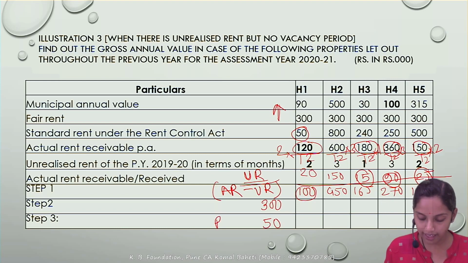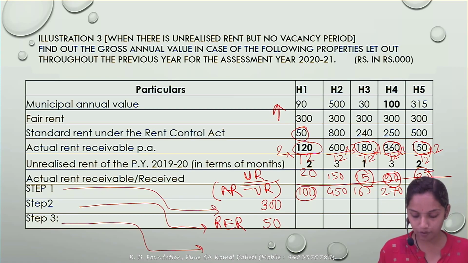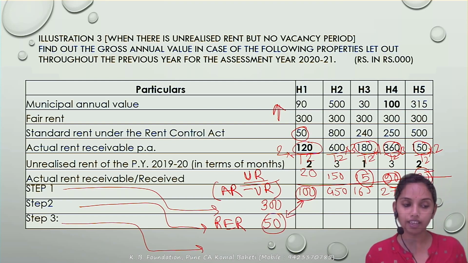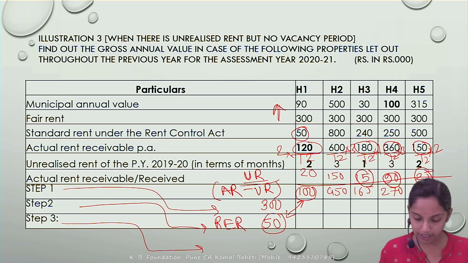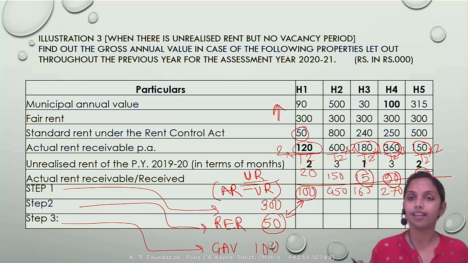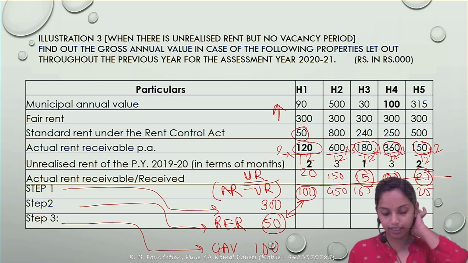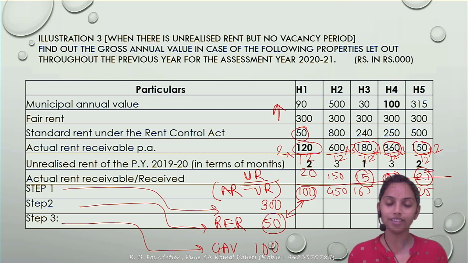So this is the RDR, reasonable expected rent. कितना हो गया? 50. This is the step 2 answer. This is the step 1 answer. And the step 3 answer would be how much? Higher of the two. Have you got it? So the higher of the two means the GAV would become equal to 100. In the first house, the GAV is 100.